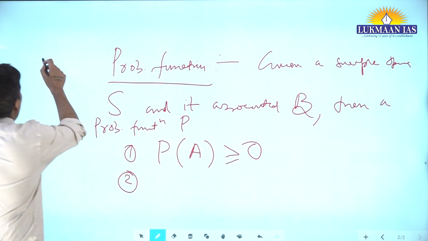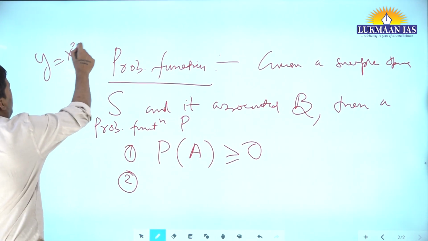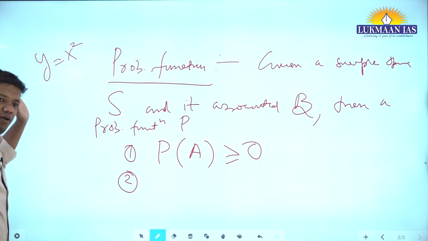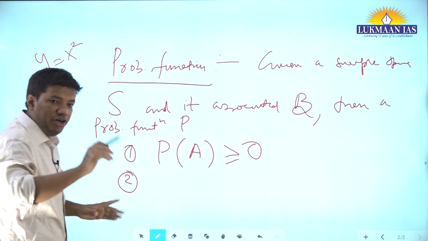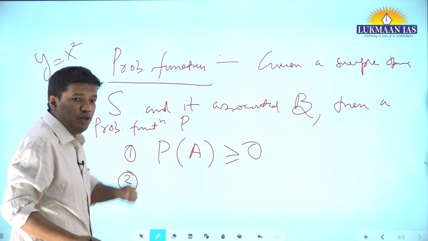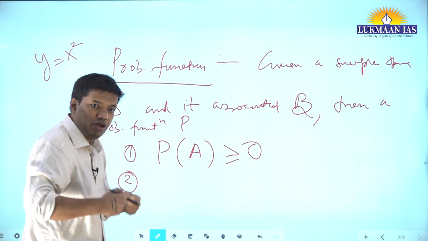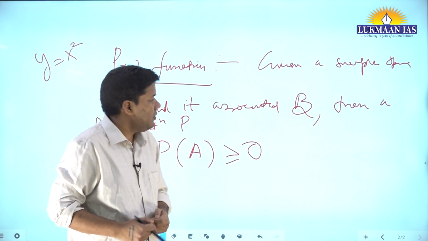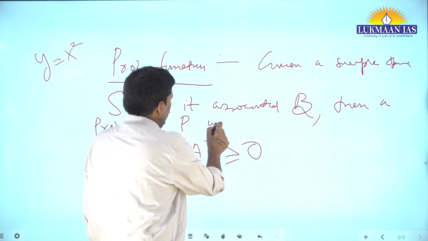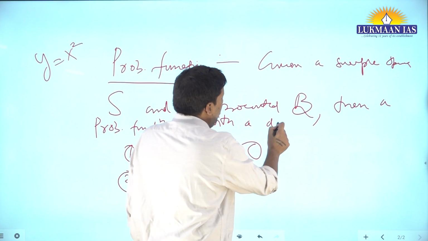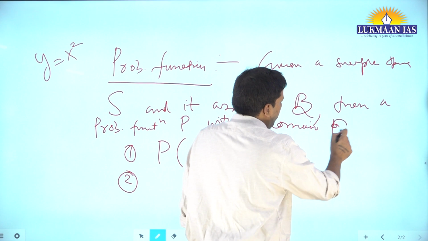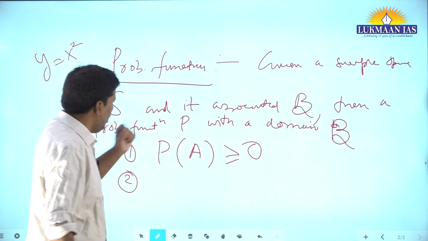Let's say y equals x square is a function. x is the domain. You can put any real number, negative or positive, but your range would be only 0 or a positive number. So you understand domain and range. So what is the domain of this probability function? From where are you choosing numbers? The Borel field, right? It's a probability with the domain Borel field, and it has to satisfy this.